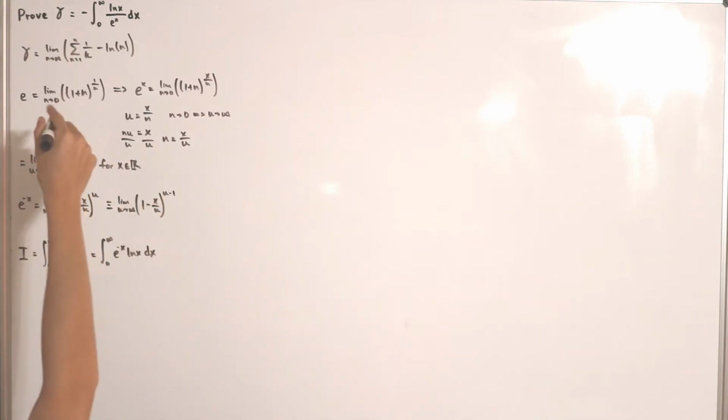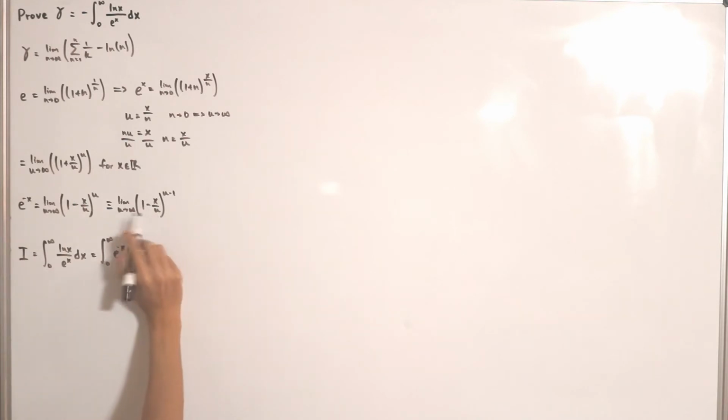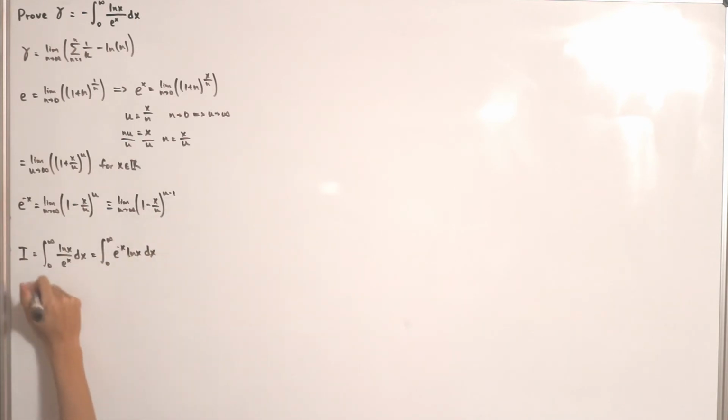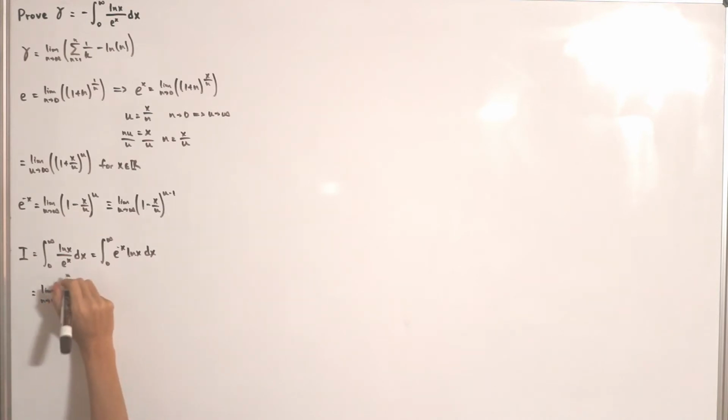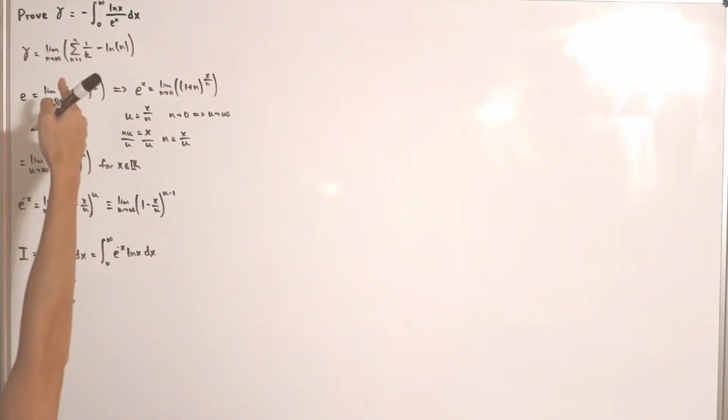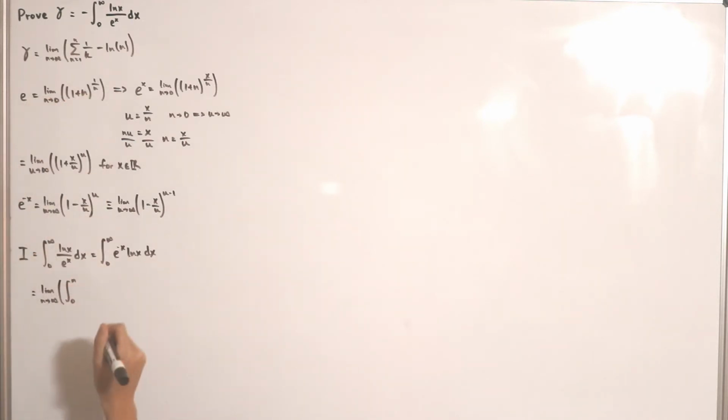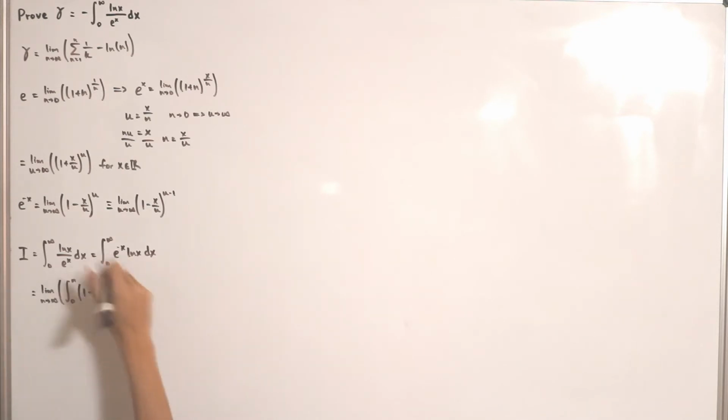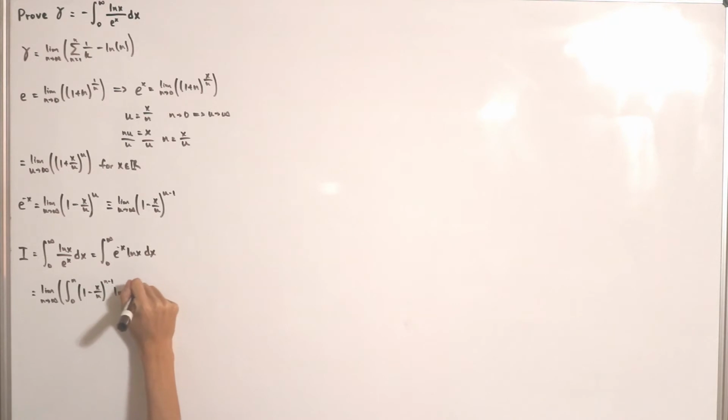Now we're actually going to take the limit in terms of n, so we're just substituting everything we have in terms of u just for n. So this is the limit as n approaches infinity of the integral from 0 to n, because we have that n is infinity, so we're just going to replace this with n, and then multiply that with our substitution. So this is (1 - x/n) to the power of n - 1, then multiply our ln of x dx.